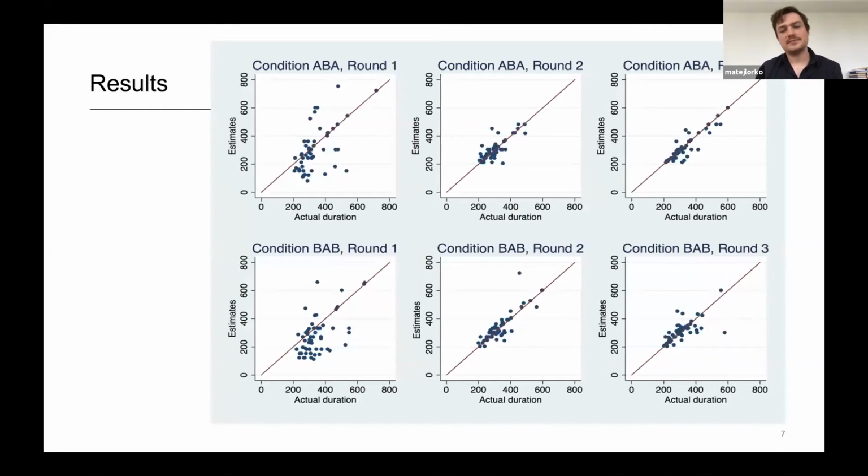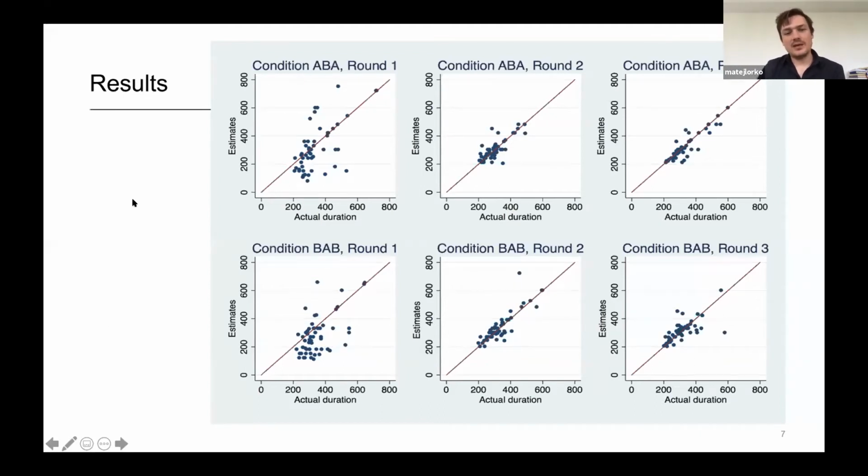Here is another look. Here is a look at the same, but from the individual level. So each point represents one subject. Interestingly, here you can see that in the first round in the ABA condition, right? So over here there is some overestimation, or the overestimation is more prevalent, whereas in the BAB condition, where the speed mattered in the first round, there is a lot of underestimation, which is very consistent with the previous literature.